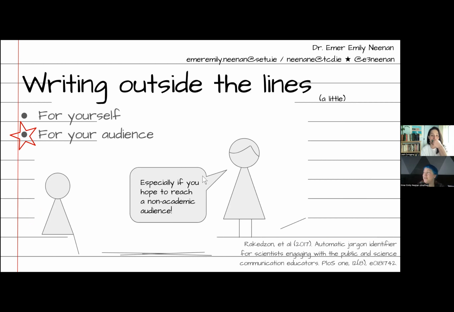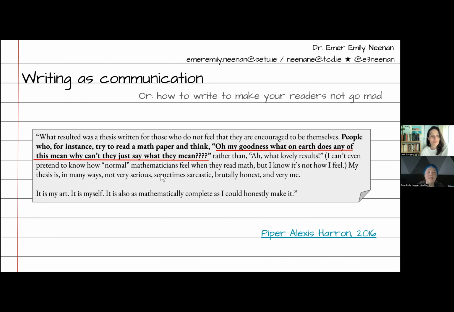To reflect back to where we started, yourself and also your audience: especially if you want your writing, whatever you're writing in your field, to reach people who are not academics, you need to think about how you would write that and what might be useful to do. And that was one of the other things that really struck me from Piper Alexis Aron. When you're reading a paper and you're like, oh my goodness, what does any of this mean? Why can't they just say what they mean? I don't want to do that to the next person. I have been that frustrated person so many times, and I hope to not be that frustrating person to the next person who's trying to read about what I'm doing.